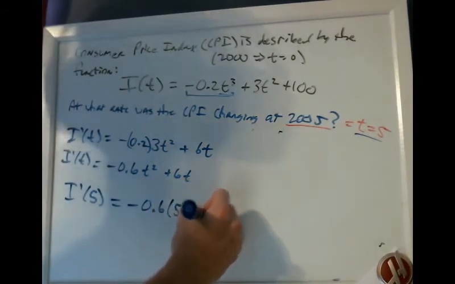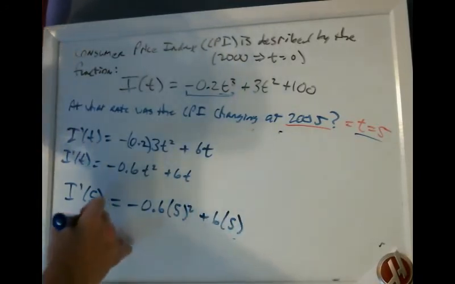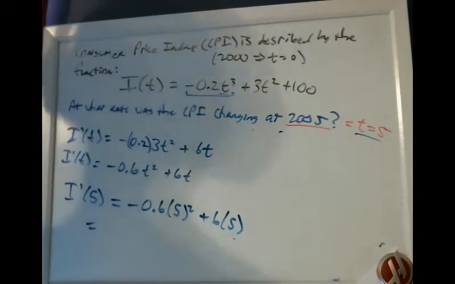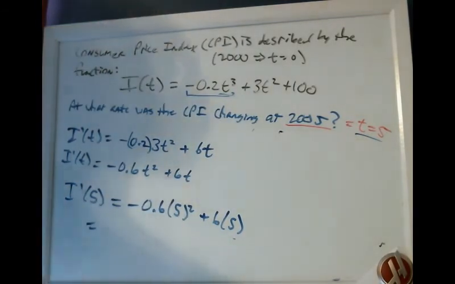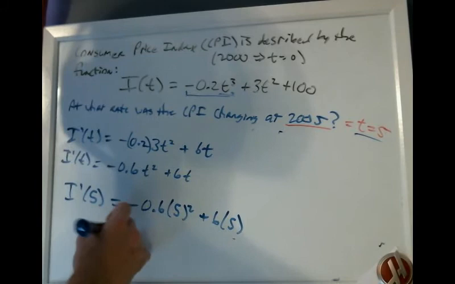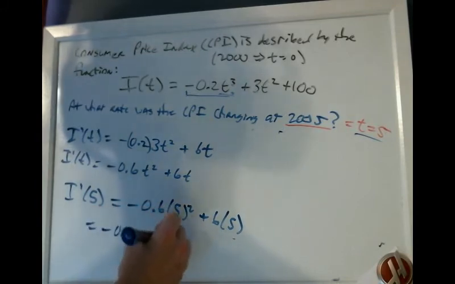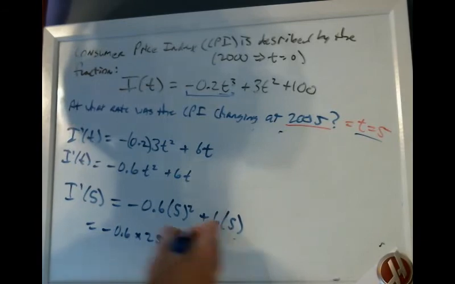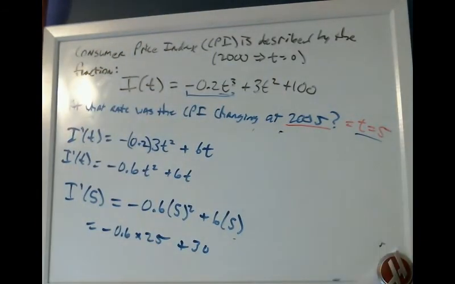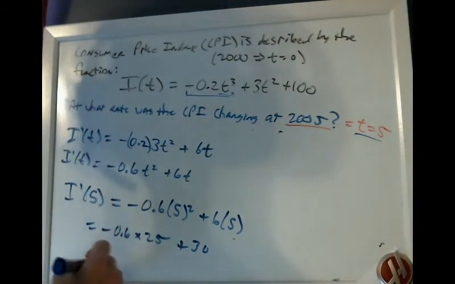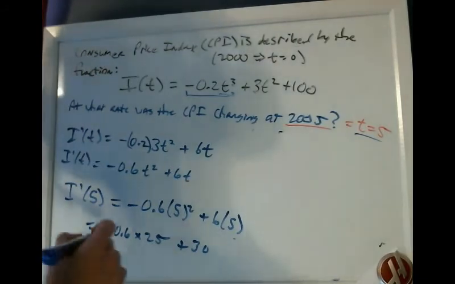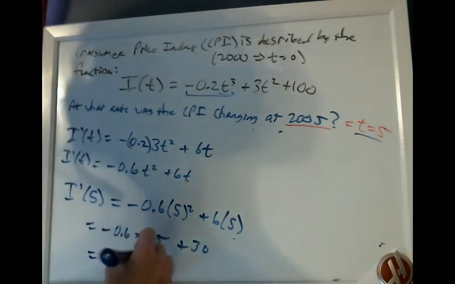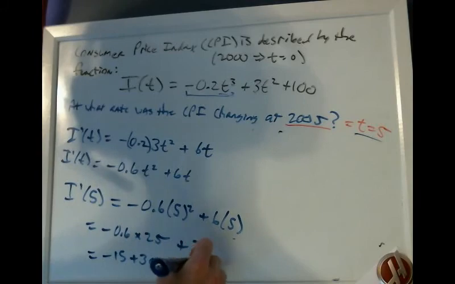negative 0.6 times 5 squared plus 6 times 5, which gives us 5 squared. Remember, order of operations, your power always comes first. 5 squared is 25, so you have a negative 0.6 times 25 plus 6 times 5, which is 30. So I'm going to cheat here and use my calculator. We have a negative 0.6 times 25, which is negative 15, plus 30. Negative 15 plus 30 is going to give us 15.